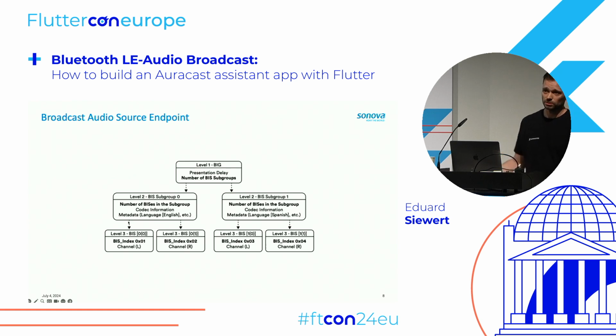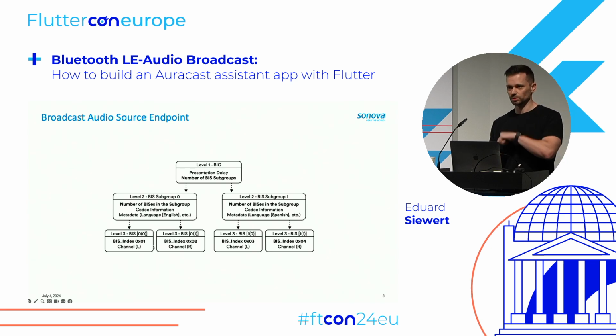For example, there could be a television that is showing a movie, and you could have the audio signal of this movie in different languages. So you would have one broadcast that's in English and the other one is in Spanish. And then each of these broadcasts itself can also have multiple streams. So again, in the example of the movie, your movie is usually a stereo signal, so you would have a signal or a stream for the left channel and the right channel of your movie.